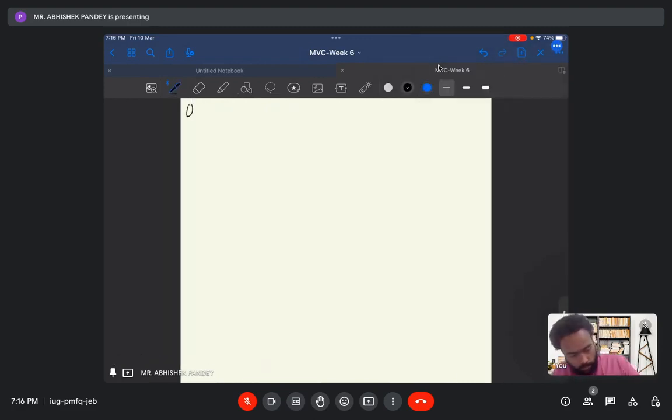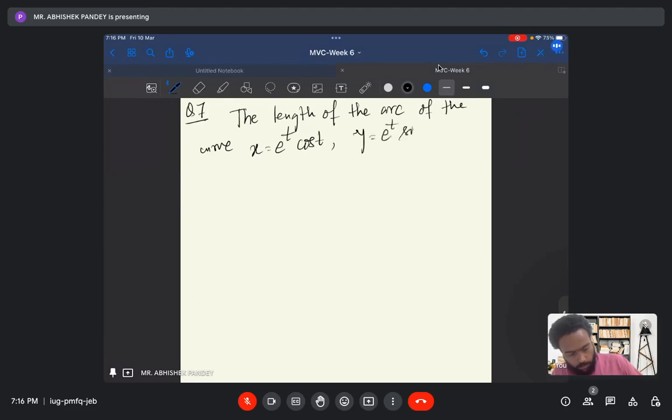Question number 7. Okay, so the question is, this is something else: the length of the arc of the curve x equals e to the power t cos t, y equals e to the power t sin t, and t from 0 to 4. So we know the formula of the length.